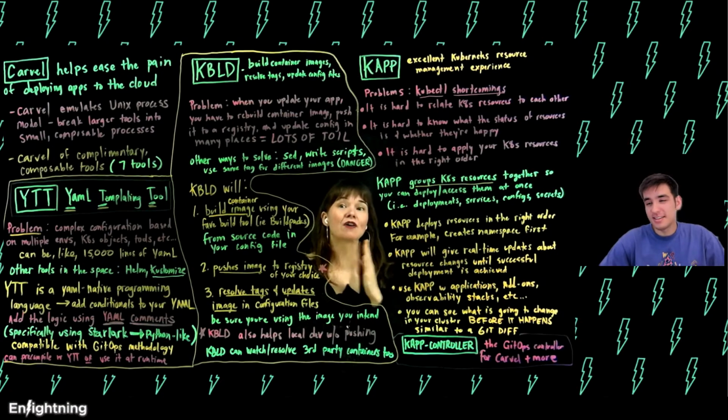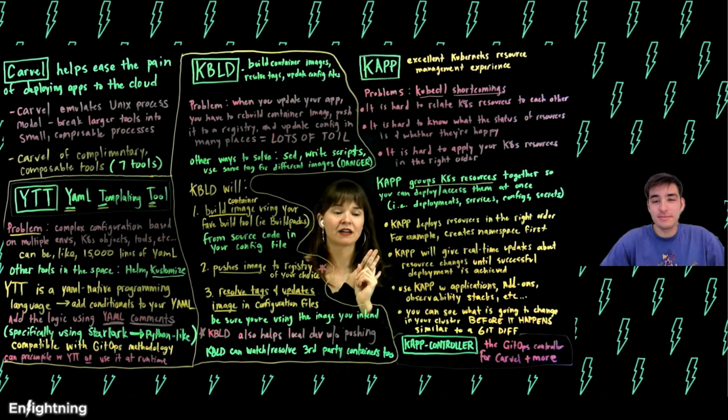You can use CAP not only with applications that you make, but with add-ons you're adding to the cluster, with observability stacks and more. And then what's cool is you can see what's going to change in your cluster before it happens. So it'll show you this in a Git style diff.